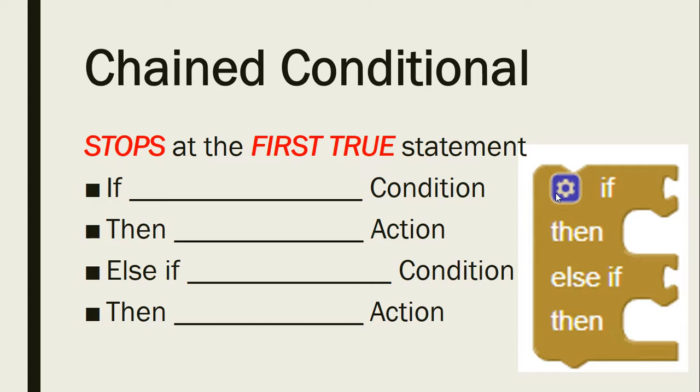But if this condition is true, then do this action. And if it isn't, then it moves on to the next one. And it says, else if this condition is true, then do this action. And so if the first condition is true, it's going to do that first action and just stop there. But if it's not true, it moves on to the second one. And if that one's true, it does that action, and then it would stop there. But if that one isn't true, it would go on to the next one. And if it's true, it would stop there. And if not, it would move on. It would just keep moving down the list until it gets to an action that is true. All right, so that is a chained conditional that stops at the first true statement. It does the action and then stops there.